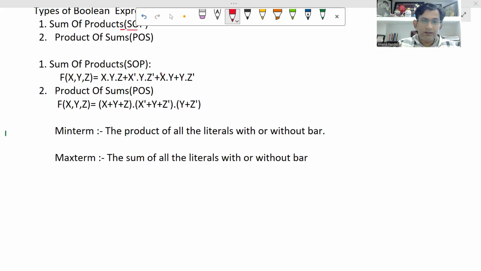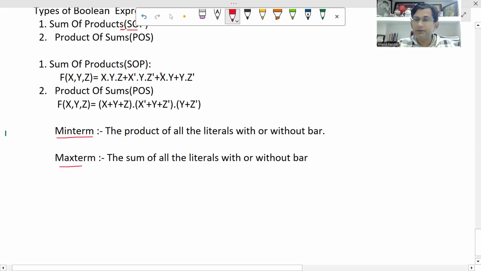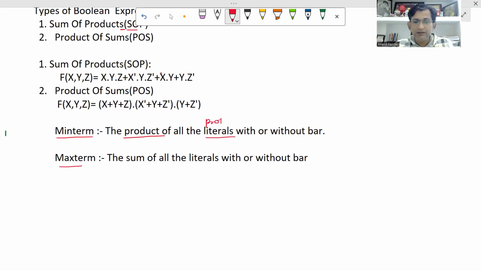Okay. Here are two terms: the min term and the max term. I'm going to explain it. The product of all the literals, or you can say propositions. Here is the definition. Try to understand: the product of all the propositions with or without bar.